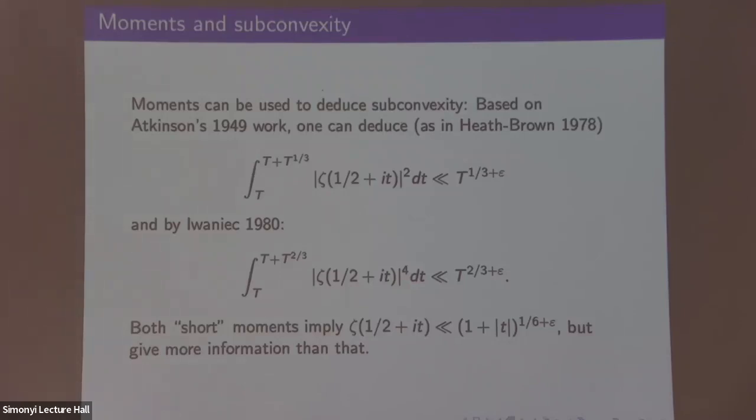And then Ivanitz did a similar type of result for the fourth moment of zeta. So it's a higher moment and it's a longer interval of size t to the 2/3. Kind of curiously, if you use both of these bounds to deduce a pointwise bound, they both give you the Weyl bound back. So this Weyl exponent 1/6 we get in different ways. So it's a recurring exponent. They imply this subconvexity bound, but they actually give you more information than that, because it says something more about the frequency of large values.